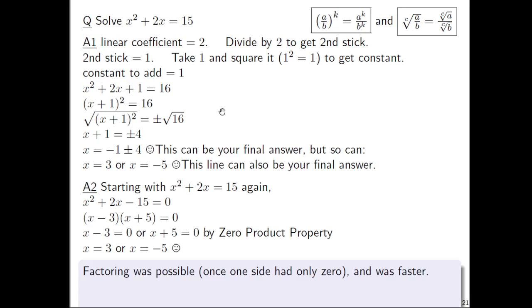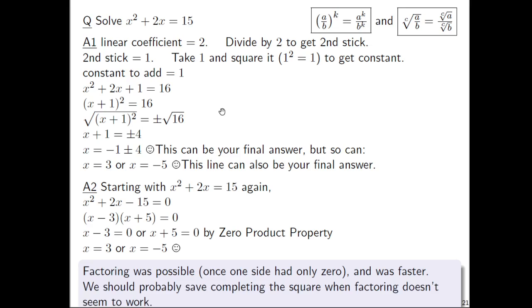But I think because factoring was possible once we had, remember you have to have a 0 on one side, that was faster, to be really honest. In fact, in our second answer, we even spent the work of rewriting the original equation. So actually answer number 2 is shorter even by one more line in some sense. So we should probably save time from completing the square. The thing is, let's just complete the square when factoring doesn't seem to work. Because factoring, if what you have factors, will probably be faster.